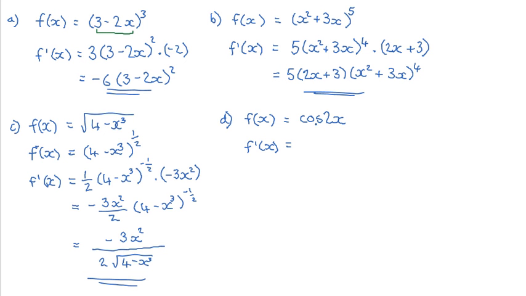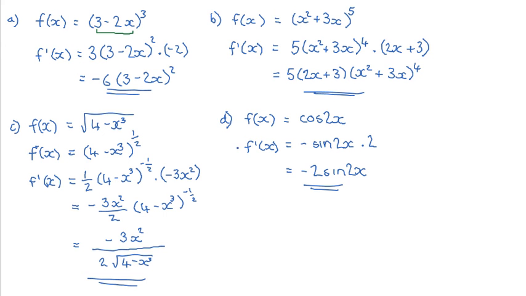When we differentiate cosine, we get negative sine 2x. But then we want to multiply that by the derivative of the 2x, which is 2. And if you do remember your formula from Higher last year, that's what we get anyway. That was on your formula list: negative 2 sine 2x.